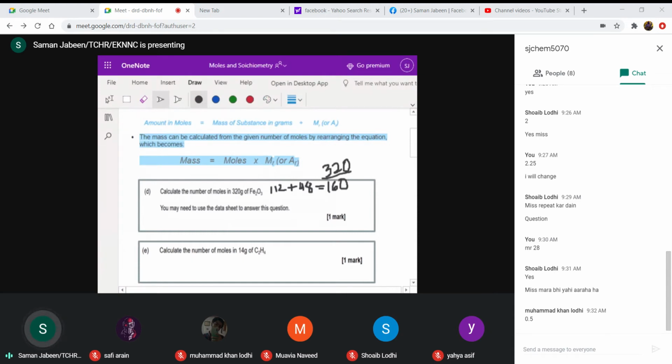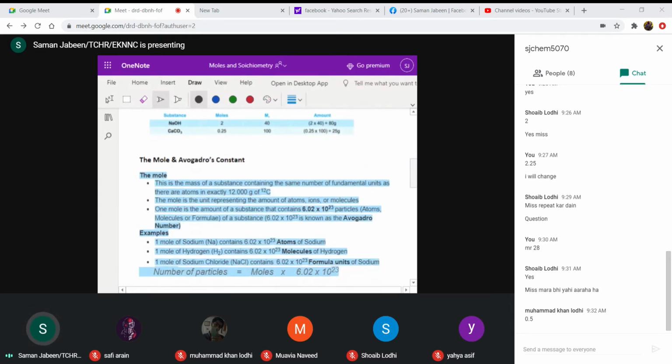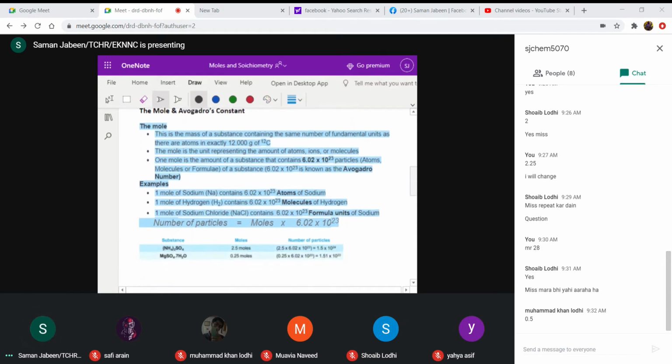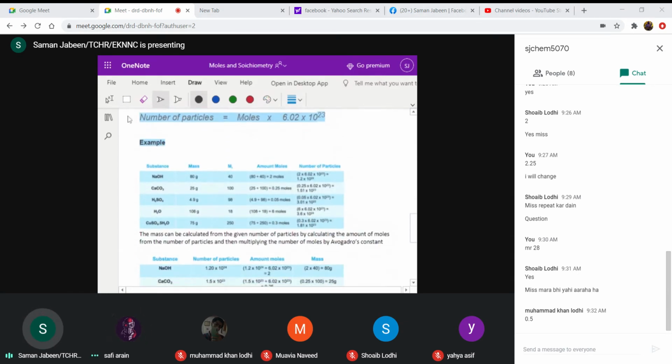Now this is the MR calculation and the moles calculation, and you have done it very correctly. Now, Avogadro's constant. I told you that 1 mole of any substance is equal to 6.02 into 10 to the power 23 atoms or molecules or ions. Number of moles is equal to number of particles upon 6.02 into 10 to the power 23. We have done it. Okay, now I'm moving forward.